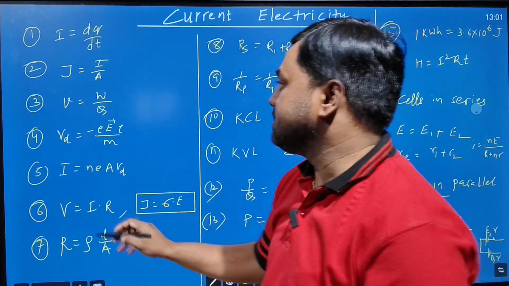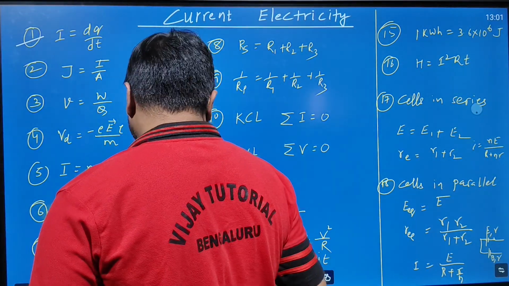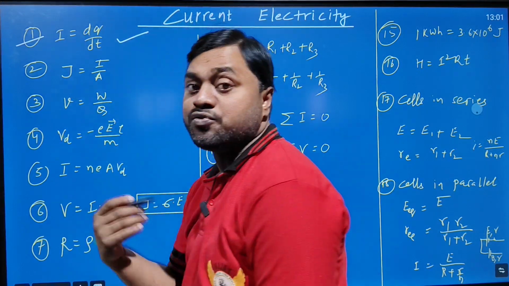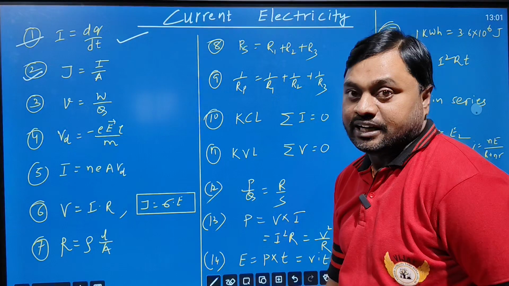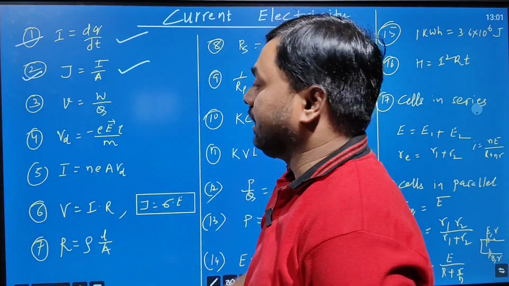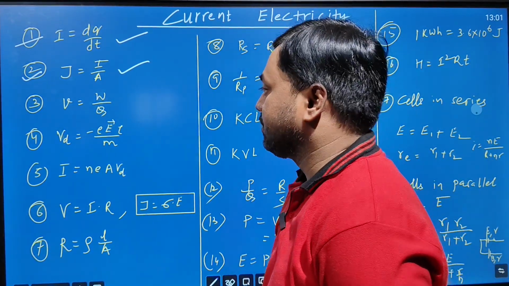First formula, I is equal to dq by dt. So current is nothing but the rate of flow of charge. I is equal to dq by dt. J is nothing but current density. Current density is nothing but the current passing per unit area. J is equal to I by A.